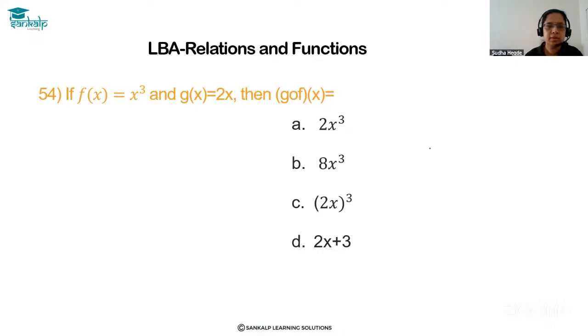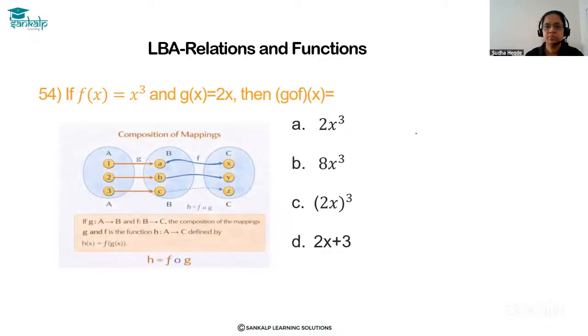Hi students, the question is, if f of x is equal to x cube, g of x is equal to 2x, then you need to find g composition f of x. Okay, g composition f of x is equal to g of f of x. Okay, that is equal to g of, what is f of x? It is x cube, g of x cube.